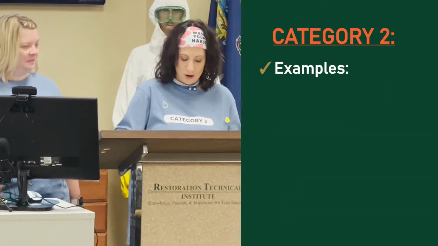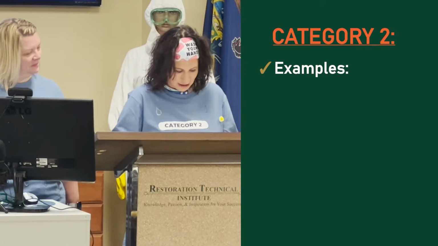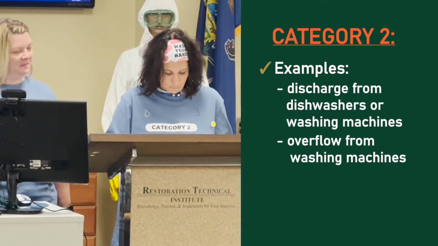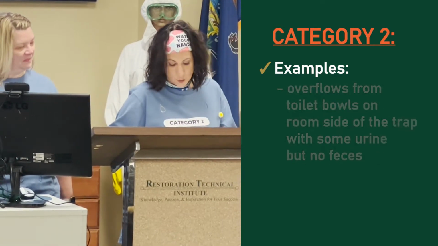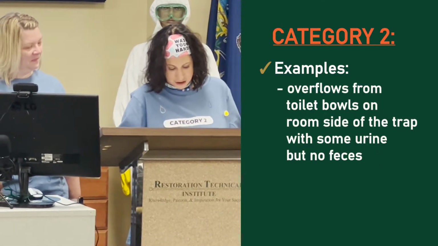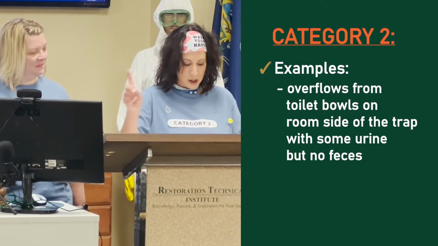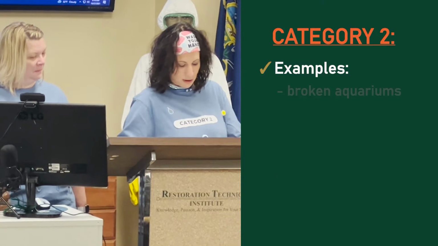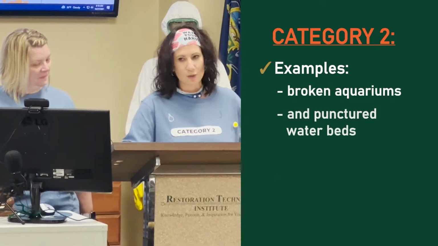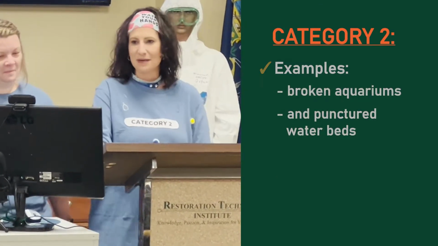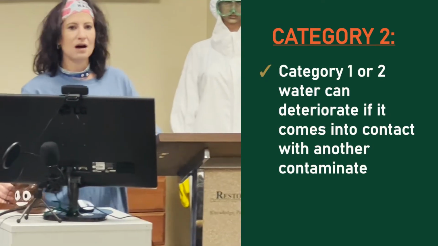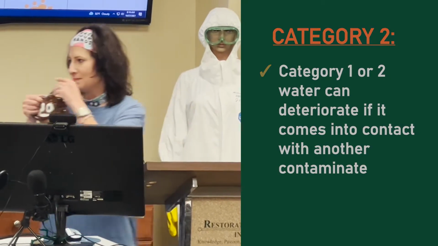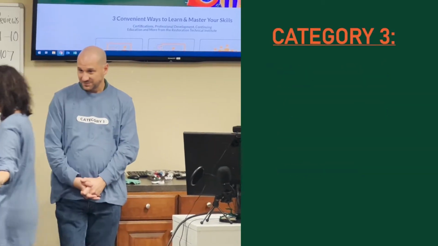Examples of Category 2 water can include, but are not limited to, discharge from dishwashers and washing machines, overflow from washing machines, overflows from toilet bowls on the room side of the trap, with some urine but no feces, seepage due to hydrostatic pressure, broken aquariums, and punctured water beds. And it's always good to remember, if Category 2 comes in contact with another contaminant, it can become Category 3!